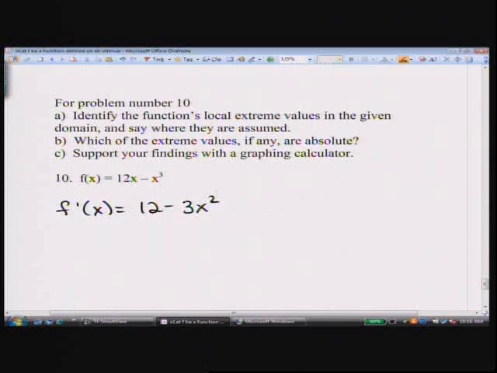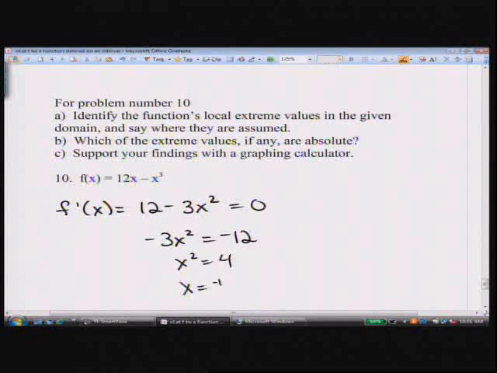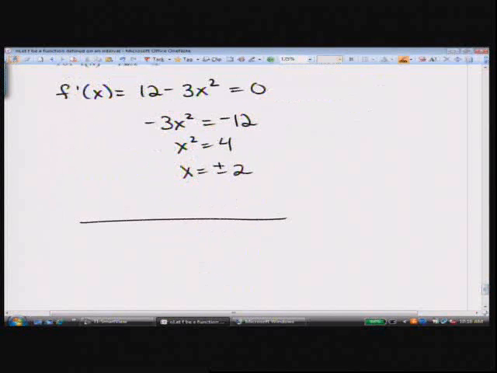3x squared. What do we do with the derivative? All right, so negative 3x squared equals negative 12. So x squared equals 4, so x equals plus or minus 2. All right, so those are my critical points. My domain is negative infinity to positive infinity. So I look at f prime.